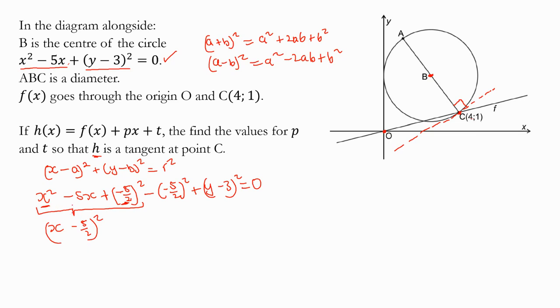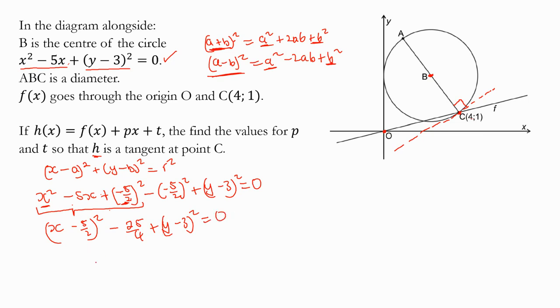This is how we factorize a perfect square binomial. Like here, we just take this and then this, and it gives us (a minus b) squared. Here we just take this, and it gives us (a plus b) squared. You see that? So it's the same thing here. And then now minus 25 over 4, plus (y minus 3) squared is equal to 0.